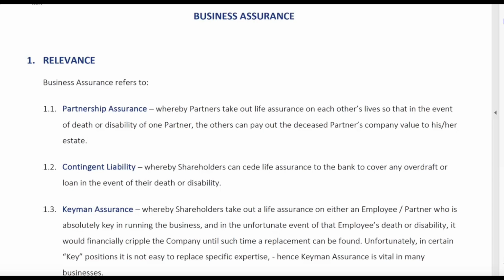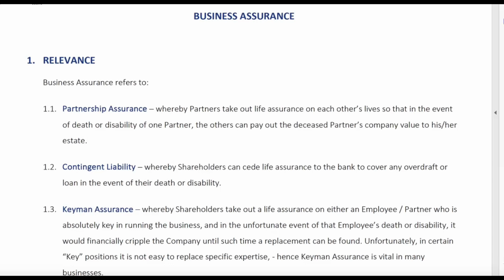What's the relevance of business assurance? It's to do with partnership assurance, whereby partners take out life assurance on each other, so that if one of them dies, they can pay out the deceased's estate. The contingent liability is to do with when you go as a company to the bank to borrow money, be it a bond or a revolving loan. The bank expects you to be covered in the event of your death, hence you take out a policy and you cede it to the bank.